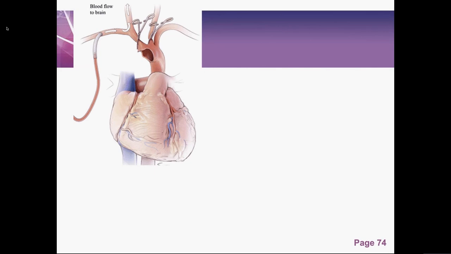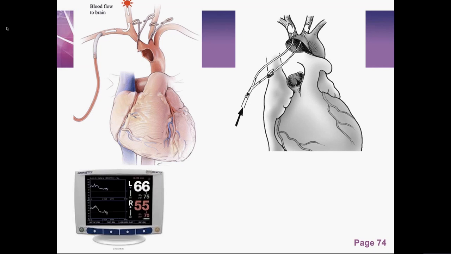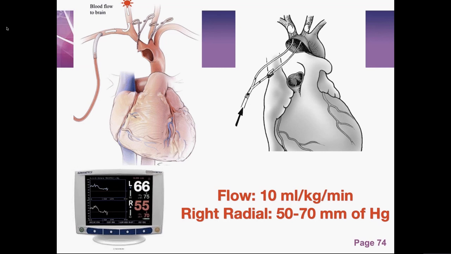During the deep hypothermic circulatory arrest, 10 ml per kilo blood is provided to the brain, either by the right axillary cannula that has been used for arterial inflow, or by putting cannulas directly into the head neck vessels, whilst monitoring the cerebral saturations and maintaining a right radial pressure of 50 to 70 millimeters of mercury with a flow of 10 ml per kilo per minute.